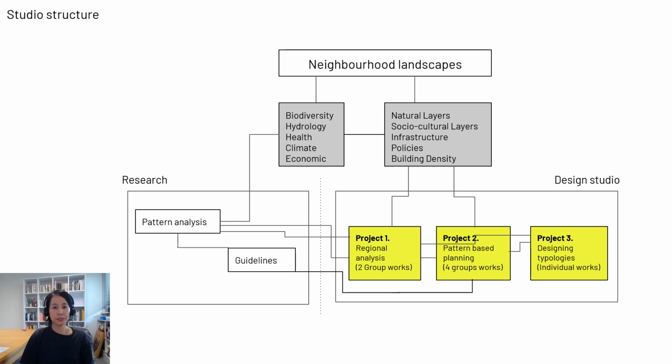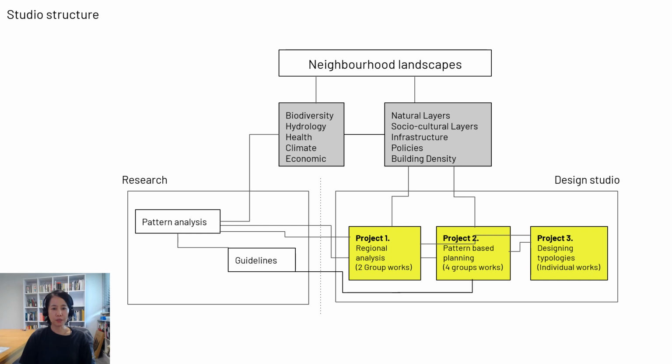The studio consists of 3 projects with 2 types of data. The first type includes 5 layers such as biodiversity, hydrology, health, climate, and economic, primarily extracted from the data and analysis conducted by the research team. The second type involves broader regional analysis, covering nature and socio-cultural layers, relevant policies, and building and infrastructure density.